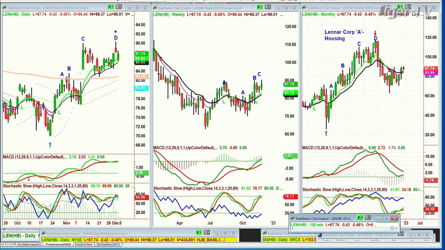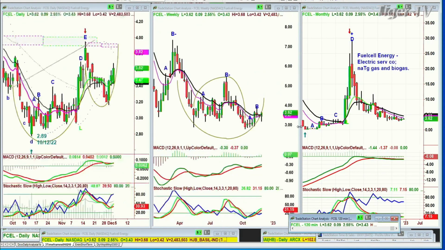Next question came in. Did I do fuel cell? Yes, I think I did. Fuel cell? Yes, I did. I did fuel cells. Putting it back a little bit from where we were talking, but it's still acting quite well.